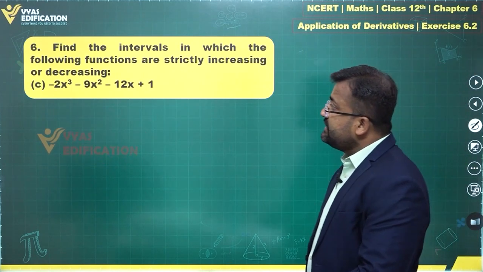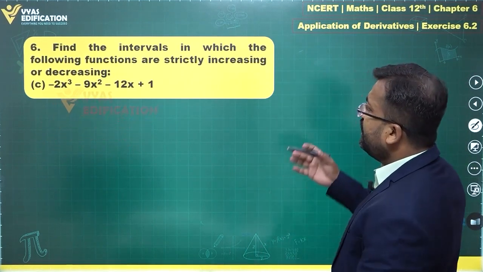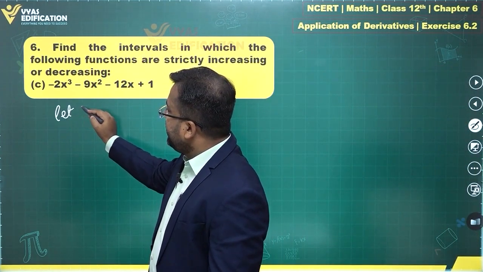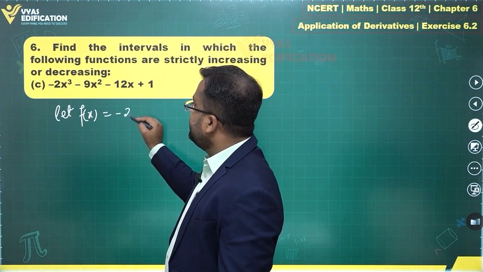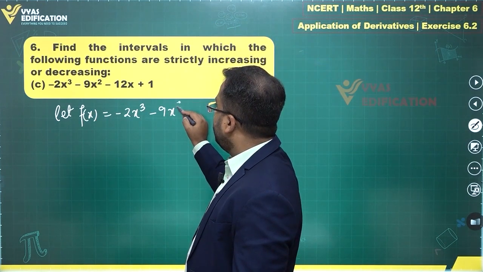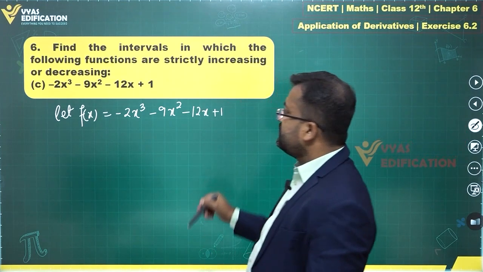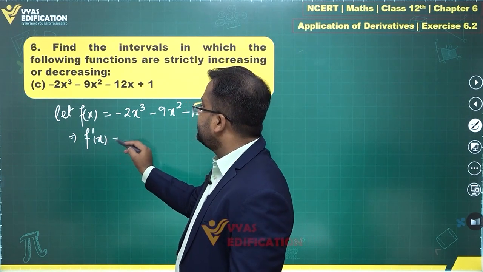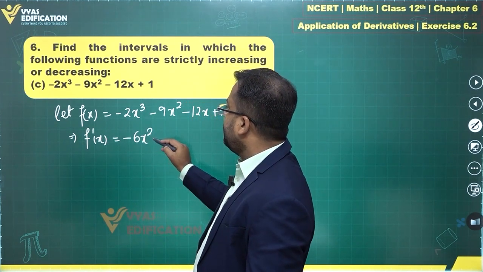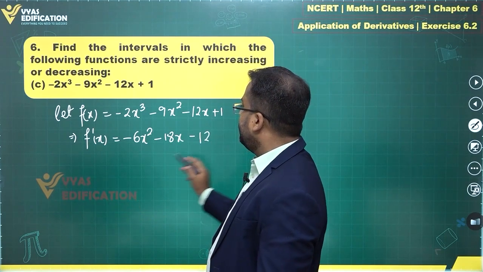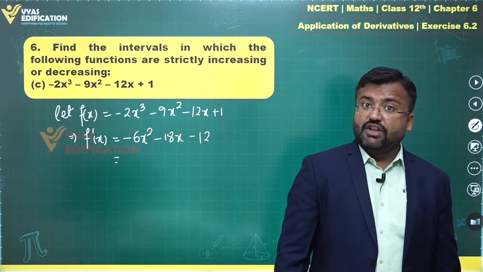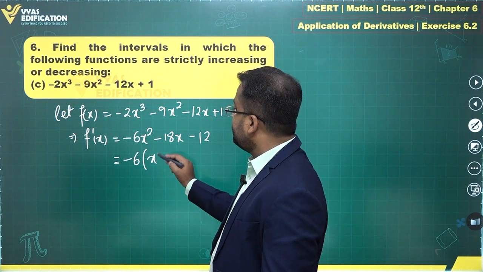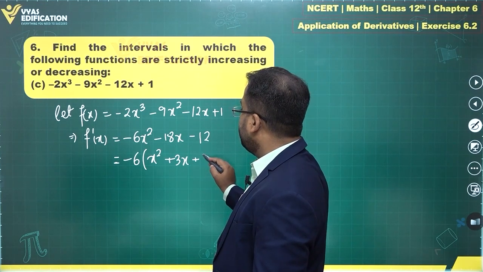Let's see the third part after this. The C part says check this function. Let f(x) equal minus 2x cubed minus 9x squared minus 12x plus 1. This is what we have. And this tells me that f prime x, the derivative of f(x), will be minus 6x squared minus 18x minus 12. A factor of minus 6 will come out common from these terms, and what will remain is x squared plus 3x plus 2.